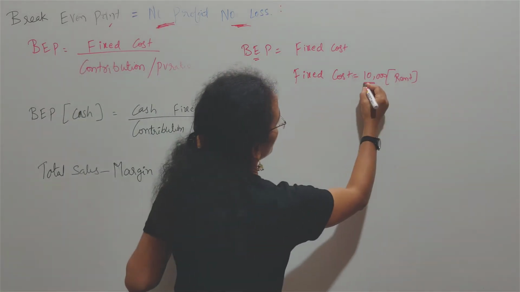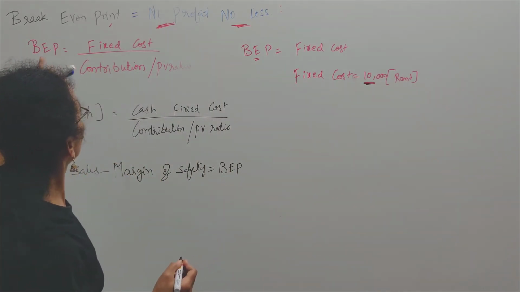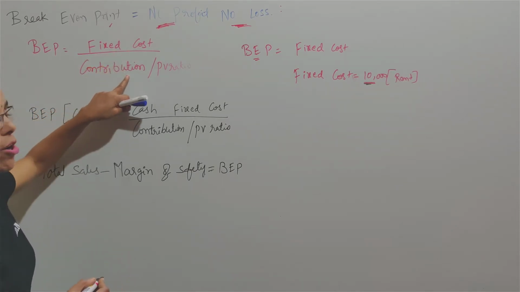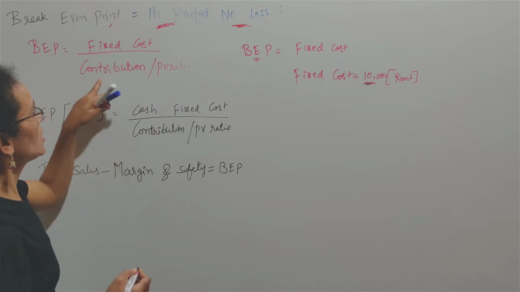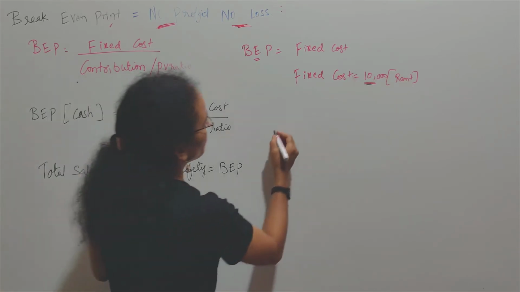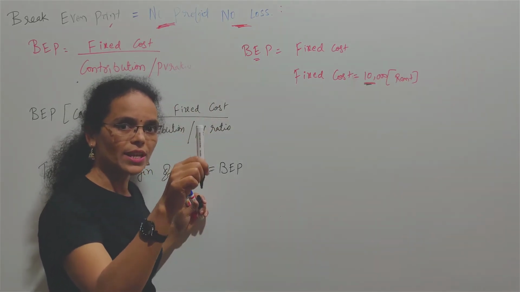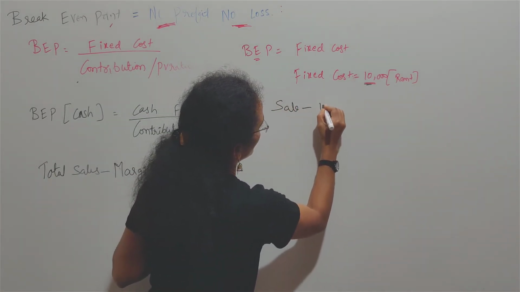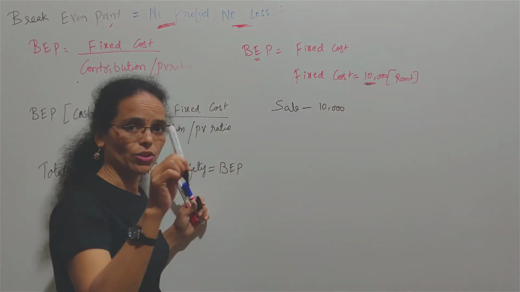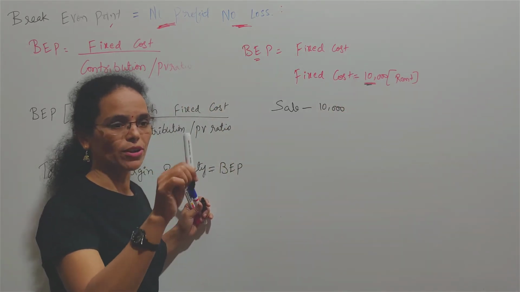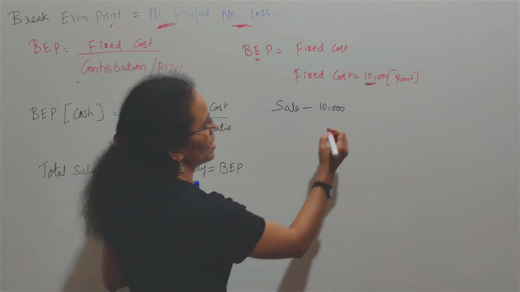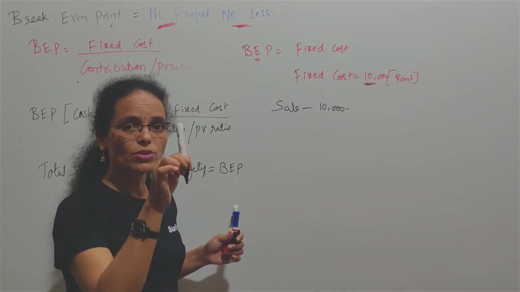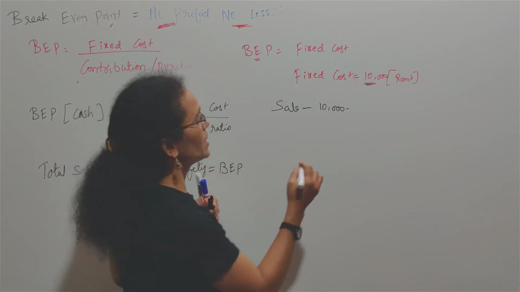Fixed cost is 10,000 rupees and the contribution. The formula for the break-even point is fixed cost divided by contribution or PV ratio. First we will see what is contribution. Take the example, you are selling this pen in the market at 10,000 rupees. Sale price is 10,000 rupees. You are a manufacturer, you are selling this product for 10,000 rupees. Do you think this 10,000 rupees is your profit? No, it is not your profit.